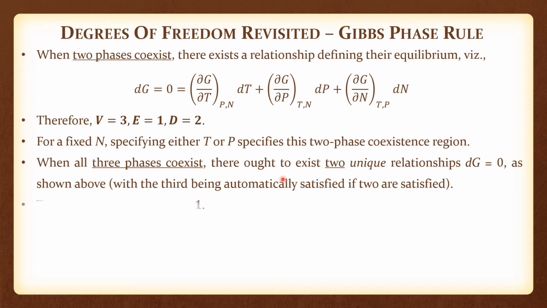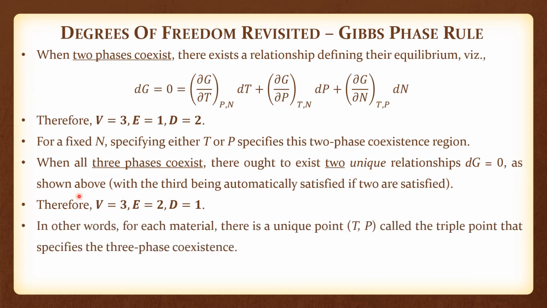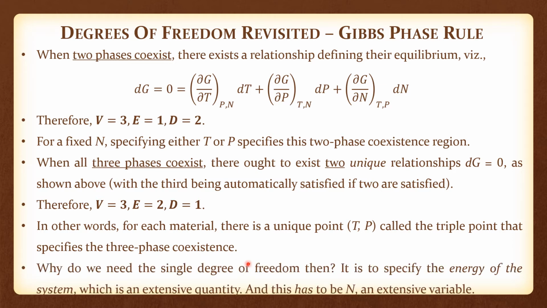So if you write one for liquid, one for vapor, one for solid, only two of them will be unique relations, and therefore you'll have two equations, three variables, degree of freedom is 1, and that 1 is basically the number of moles that you fix, and therefore for each material there is a unique triple point that specifies the three-phase coexistence.